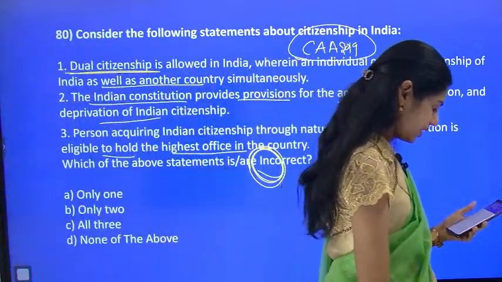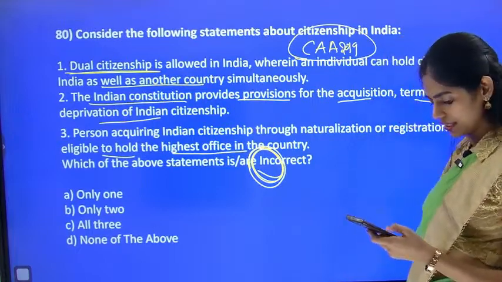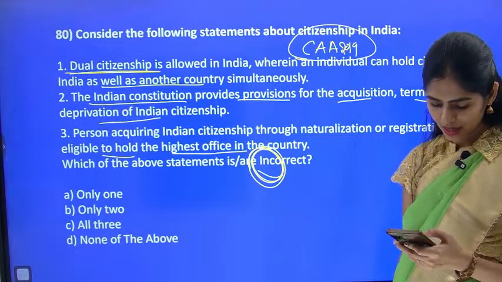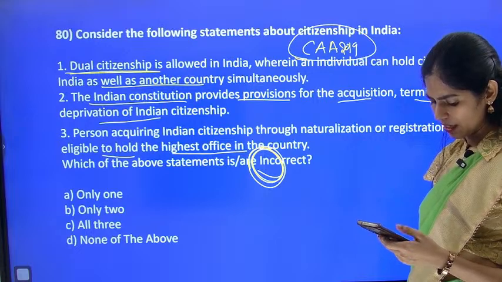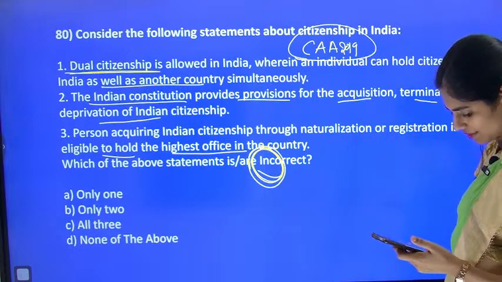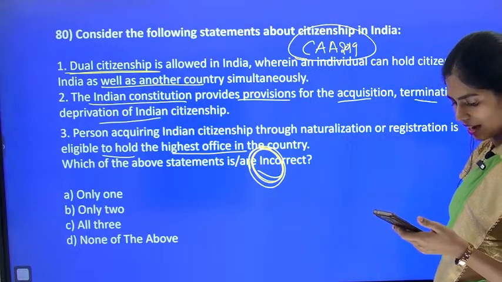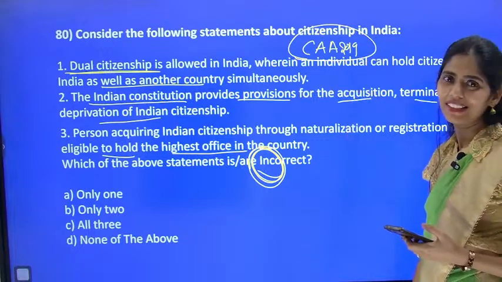1 and 3 are incorrect, Aditya. Upender says A, only one statement is incorrect. 1 is wrong and 2 is also wrong, Kavya says. Meenakshi, maybe 1 is incorrect. Rachel B. Nawaz, 2 and 3 are correct. Okay, the correct answer is given by only Kavya. 1 and 2 are incorrect. Okay, let me explain the trap.